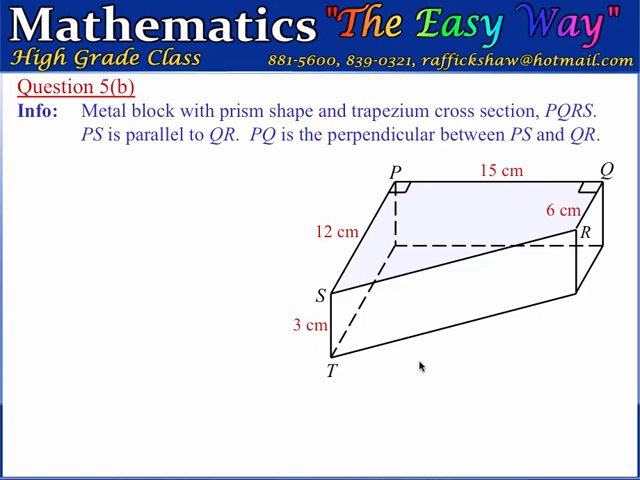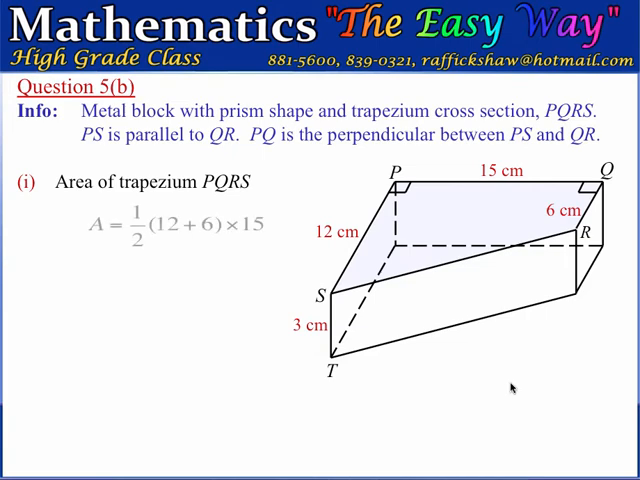And so what we have is an object with a uniform cross section. And let's go to the questions. Now, the first part wants us to calculate the area of the trapezium, that is the end area of this object with uniform cross section. And the area of a trapezium is equal to half the sum of the parallel sides multiplied by the perpendicular distance between the parallel sides.